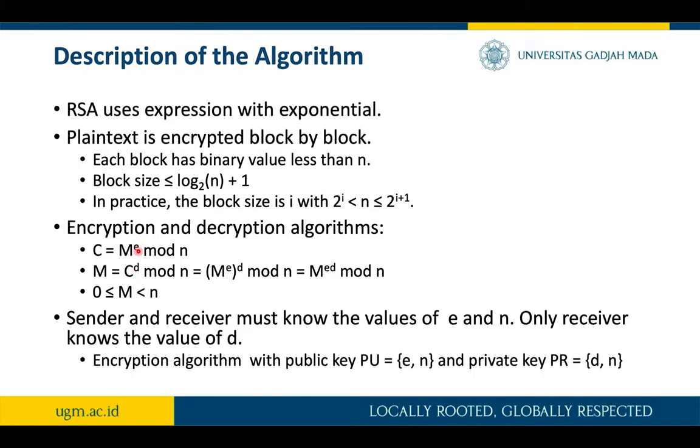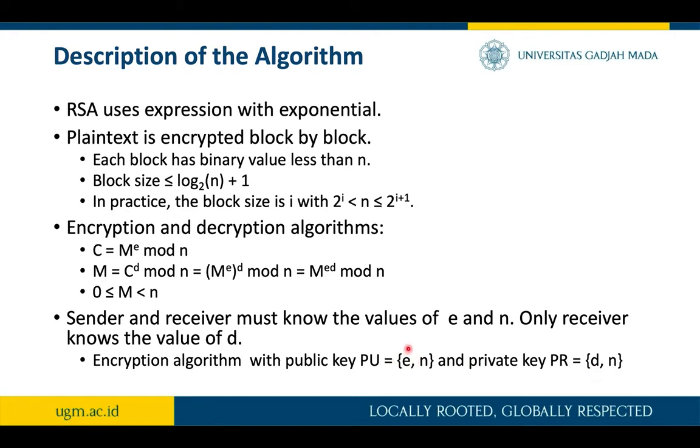So we cannot use e and t just randomly, but they must be related to each other. So m is c to the power of t modulo n. The sender and receiver must know the values of e and n. In this case, what we use is the public key of the receiver, e and n. Only the receiver knows the value of t. So t here is part of the private key. The public key consists of e and n, and the private key consists of t and n.